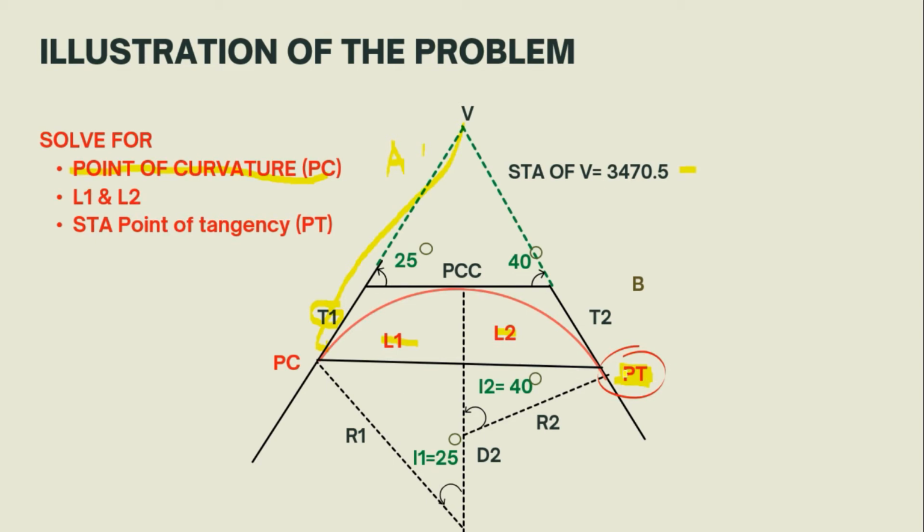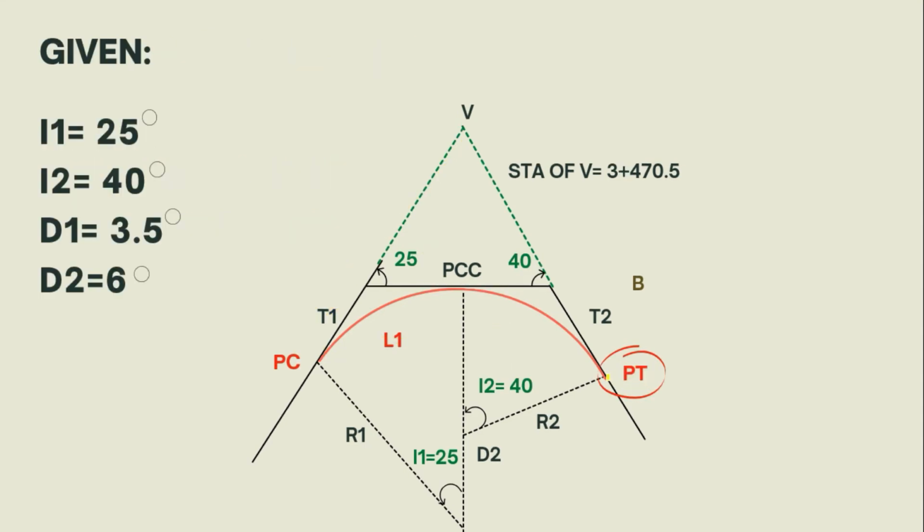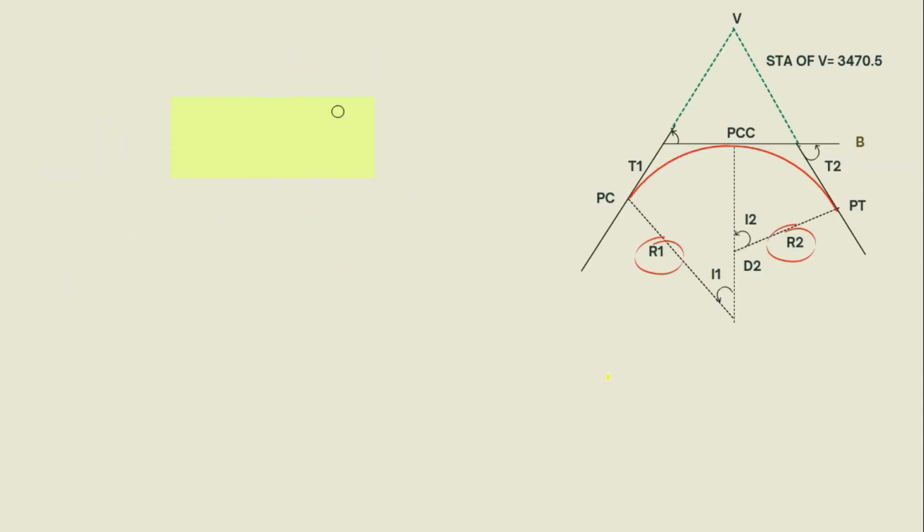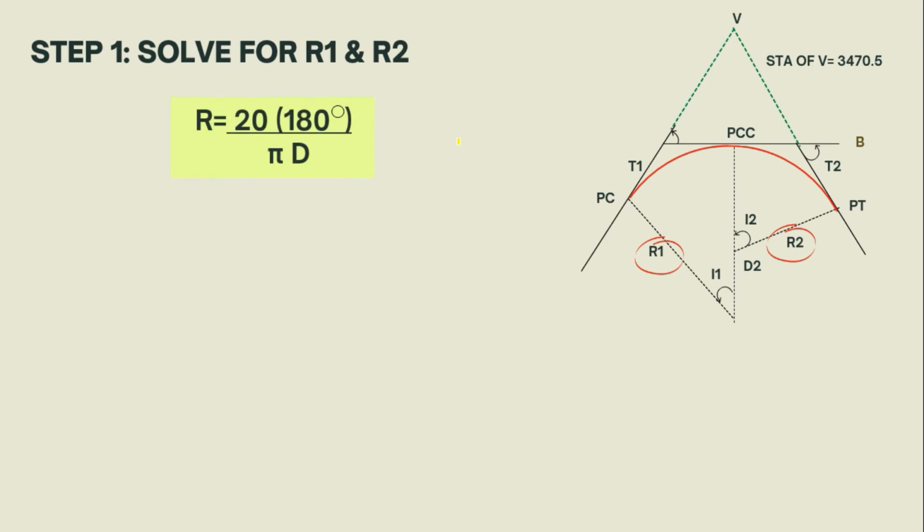So the first step in this problem is to solve for the radius R1 and R2. Radius 1 and radius 2. Why do we have to solve for R1 and R2? We have to solve R1 and R2 since we have to solve for L1 and L2, and we cannot solve L1 and L2 without the value of the radius. So the first step is to solve for R1.